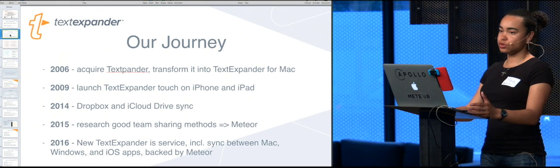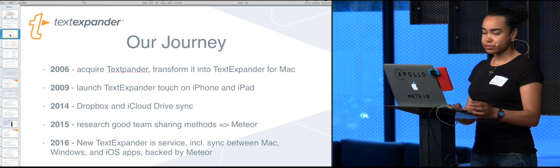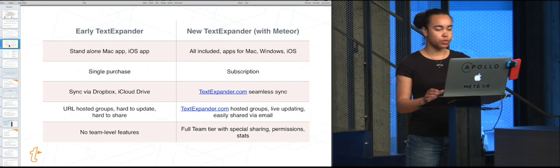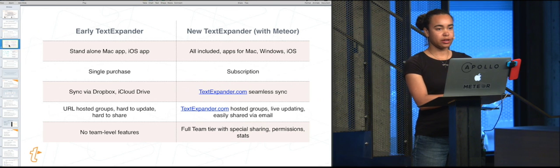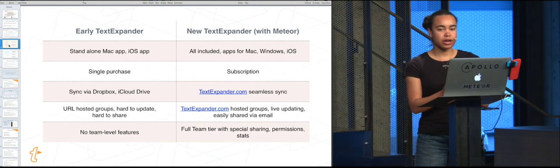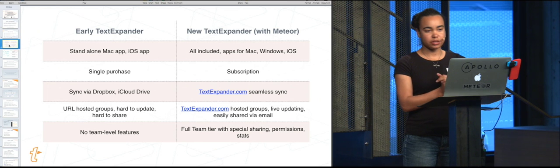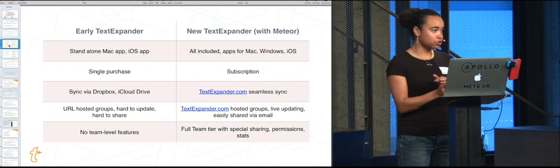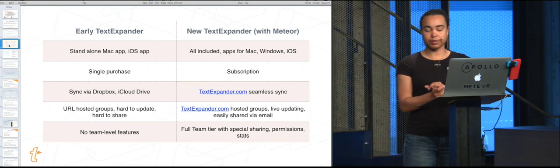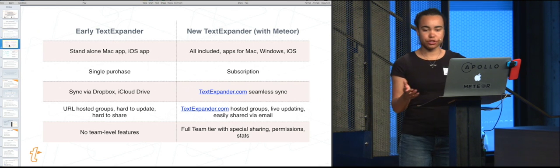And that leads to April 2016, when we launched an all-new version of TextExpander, and that was a really huge and exciting leap for us. So we went from having a standalone Mac and iOS app to being a subscription service that included apps for Mac, iOS, an all-new Windows app, and also a web app that controlled our all-new sharing and syncing that was run by Meteor, and that was wonderful. I mean, even just setting up the app was way easier. You download it, you sign in, all your snippets are there.